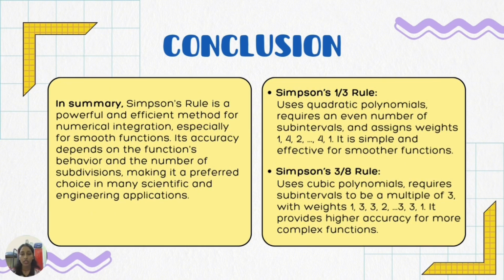Simpson's 3/8 rule, which applies cubic polynomials, requires the number of subintervals to be a multiple of 3 and assigns weights in the pattern 1, 3, 3, 2, alternating as needed, and ending with 3, 3, 1. This variation is especially useful for more complex functions requiring higher accuracy. In summary, the choice between these methods depends on the function's behavior and problem requirements.